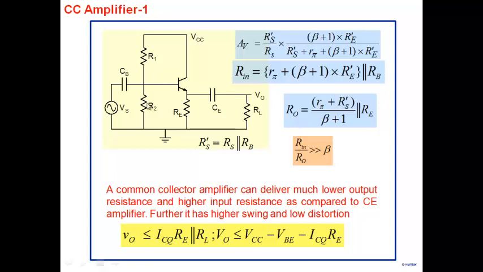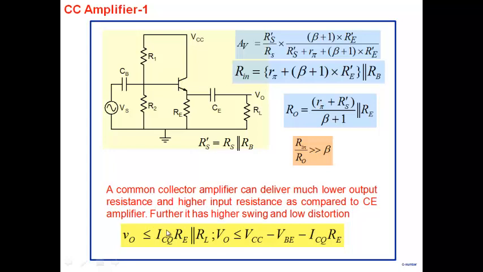That's why, wherever matching is required, you have to drive a very low impedance load, and the input has a sufficient source resistance. So you insert a common collector amplifier, which will match the load resistance to the output resistance. Besides the gain and input and output resistance, because many times this amplifier is used at the output stage, the swing is important.